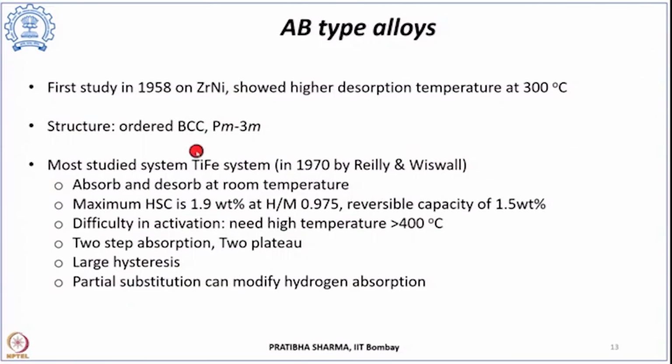The most widely studied structure in AB type of compounds is the iron titanium compound, FeTi, and this was for the first time studied by Reilly and Wiswall in 1970. The biggest advantage of this class of material, FeTi, is that they absorb and desorb at room temperature, and that is what is highly desirable when we select a material for hydrogen storage.